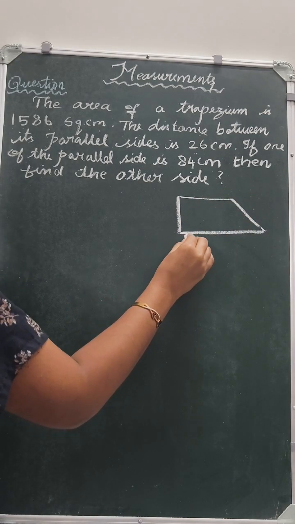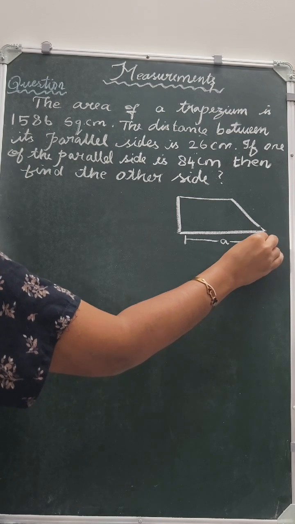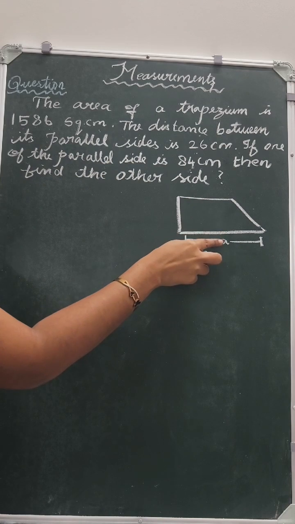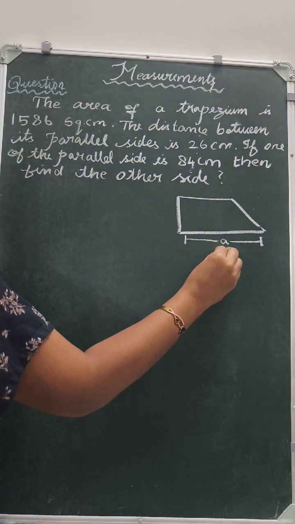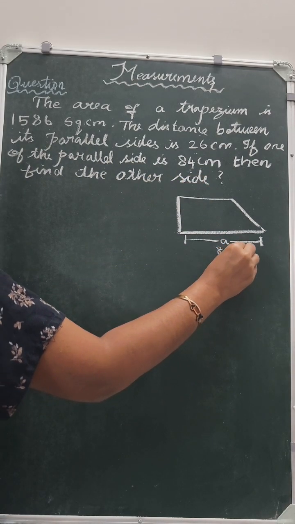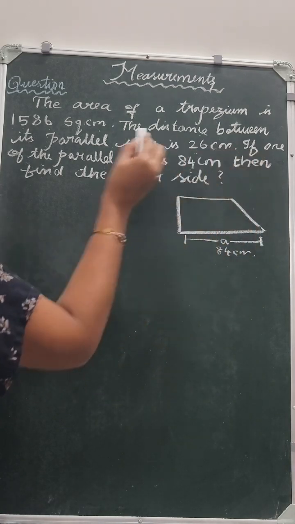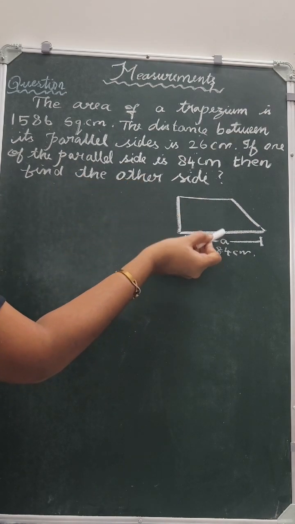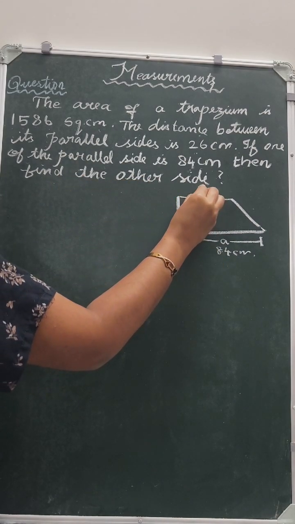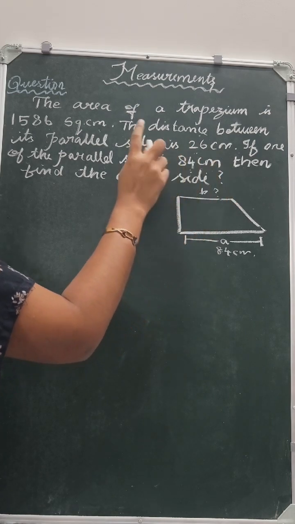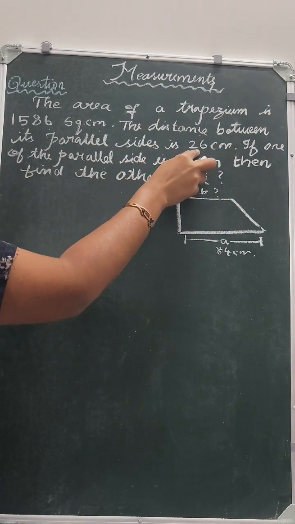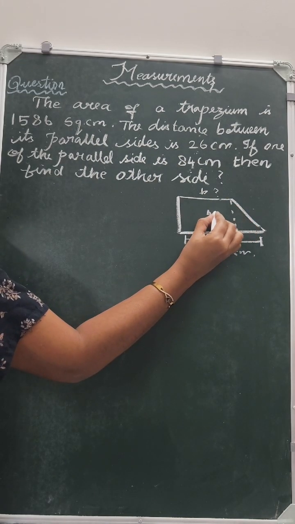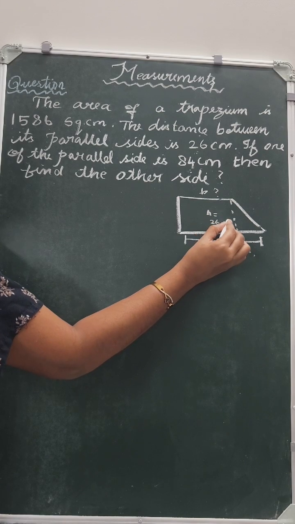So one side I am going to assume as A. They have given A is what? 84 centimeter, one of the parallel sides. So A is 84 centimeter. And if one of the parallel sides is 84, that is A, then find the other side, that is B. We want to find what is B. And the distance between its parallel sides is 26 centimeter. So the distance here, the dotted line, that is H, is equal to 26 centimeter.